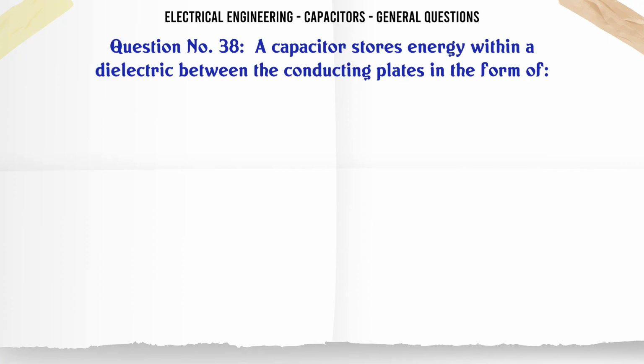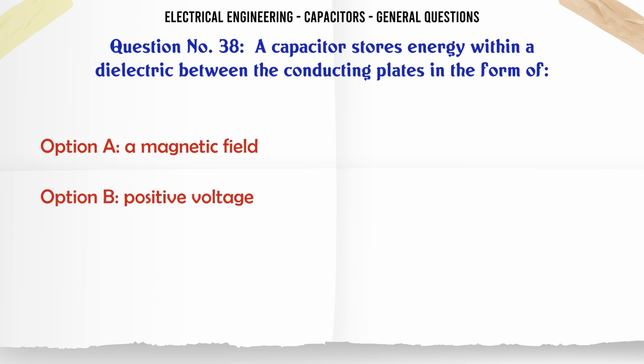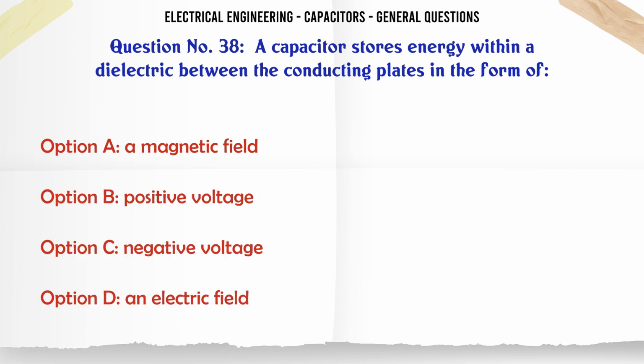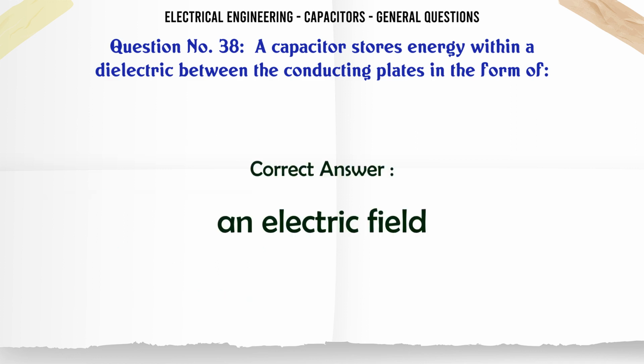A capacitor stores energy within a dielectric between the conducting plates in the form of A, a magnetic field, B, positive voltage, C, negative voltage, D, an electric field. The correct answer is an electric field.